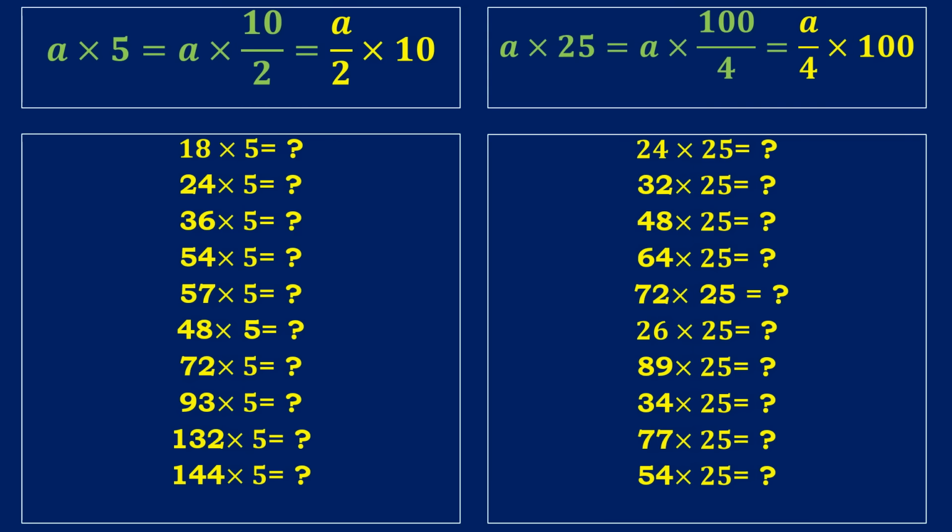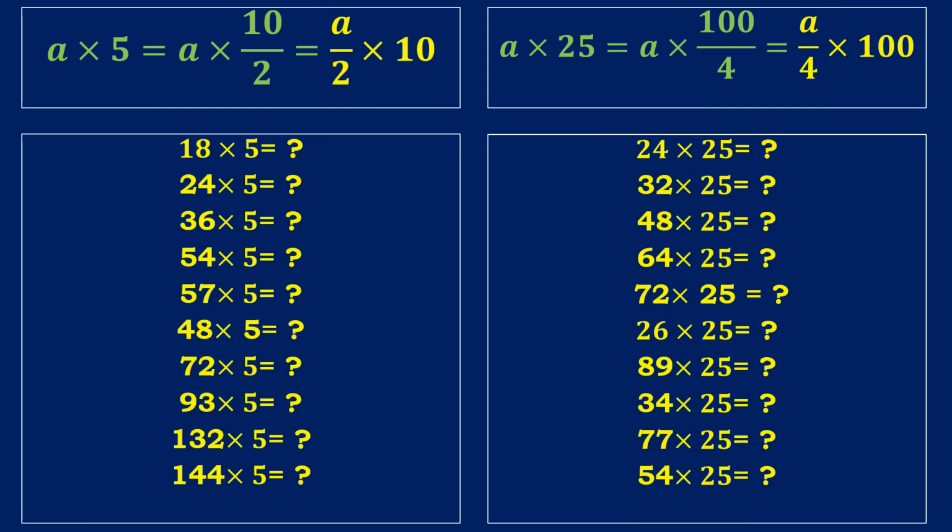32 into 25. Half of 32 is 16. Once again half of 16 is 8. So, 8 into 100 would be 800. Similarly, 48 into 25 is 1200. 64 into 25 is 1600. 72 into 25 is 1800. 26 into 25 is 650.